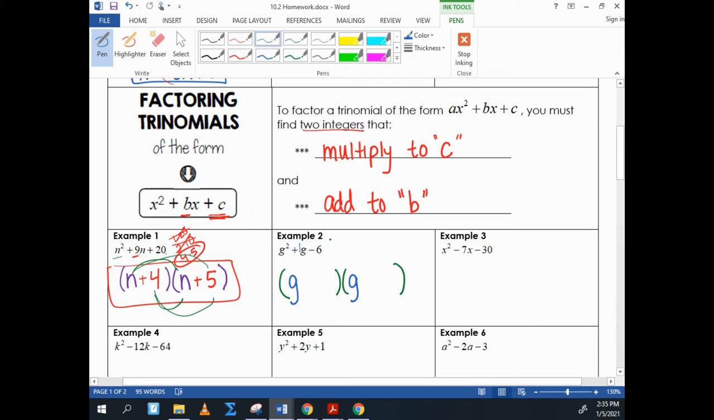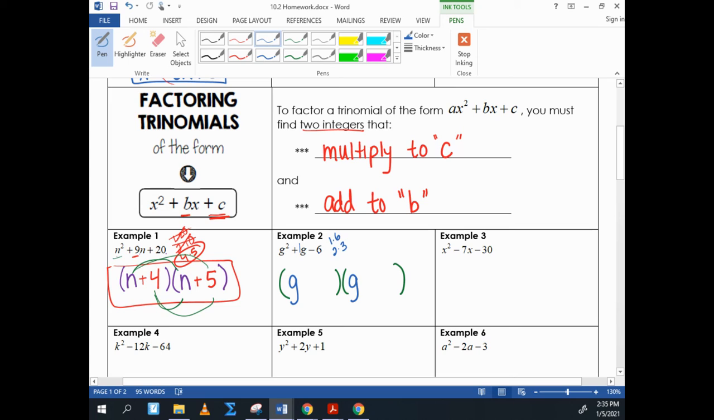And I'm going to write down all my factors of 6. I know 1 and 6 multiplies to 6. Then I try 2, 2 and 3, and those are my only factors of 6 because we're back to 3. Okay, so now this time, notice that my c here is a negative.